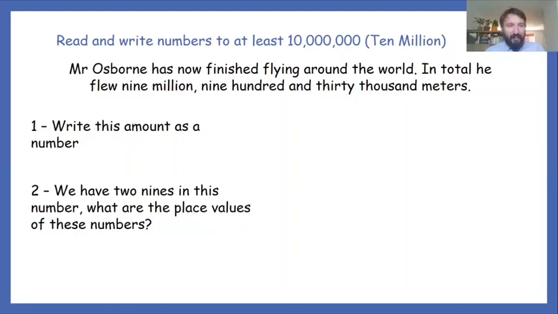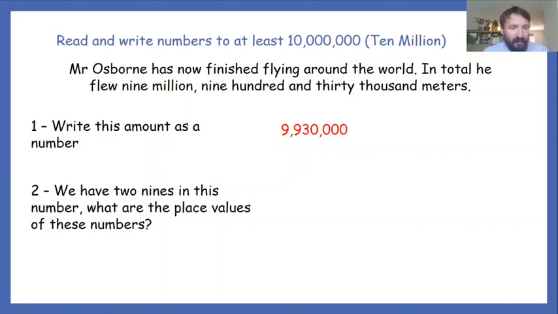Okay, back again. So we know what the question is. It says write this amount as a number. You should have 9,930,000. We have got no numbers or digits in our thousands column, hundreds, tens, or units. So we need to make sure we're getting our place value zeros in the right place, placeholders.